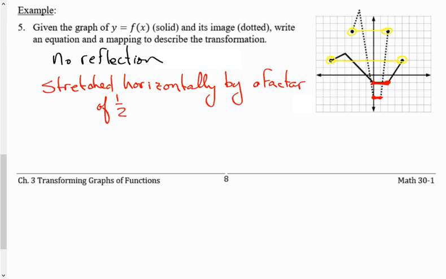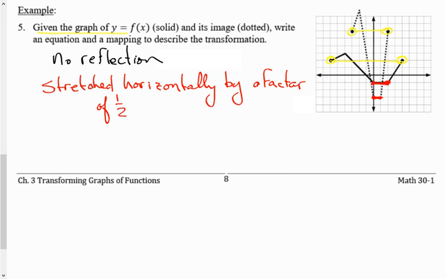The stretch factor is 1/2. So the stretch factor is describing what's exactly happening. I have not written the equation yet. I have not written down what the A or B values are. Yes? That is what it says.